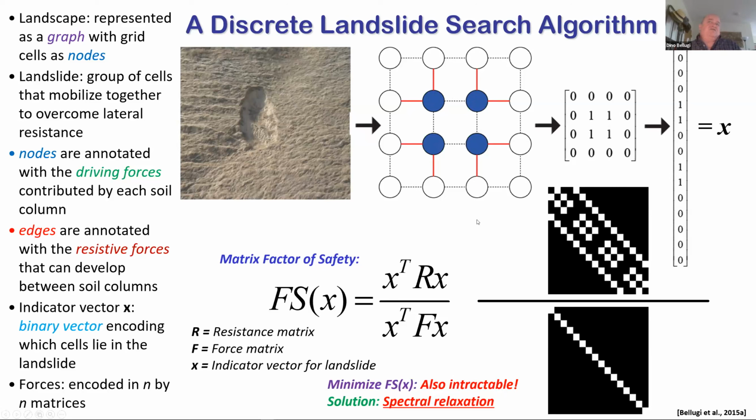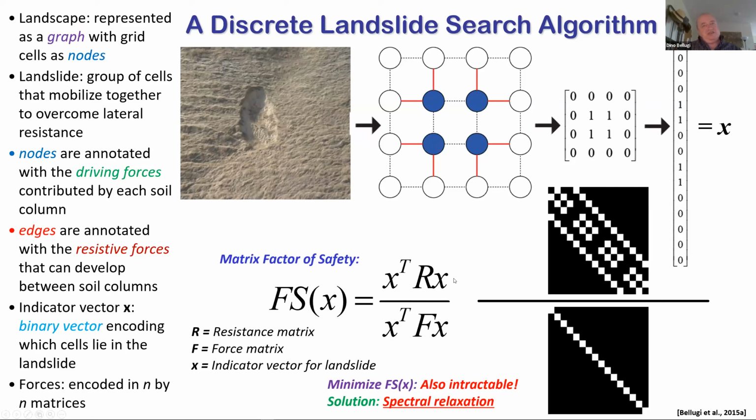If we write those resistance and forces that we talked about before in matrix form, then that factor of safety computation becomes a matrix operation shown here, and the quote unquote optimal landslide would be the one where its indicator vector minimizes this expression. So we have a fast way to compute the factor of safety, but we still have a problem at hand: minimizing this expression in the discrete binary world is still an intractable problem.